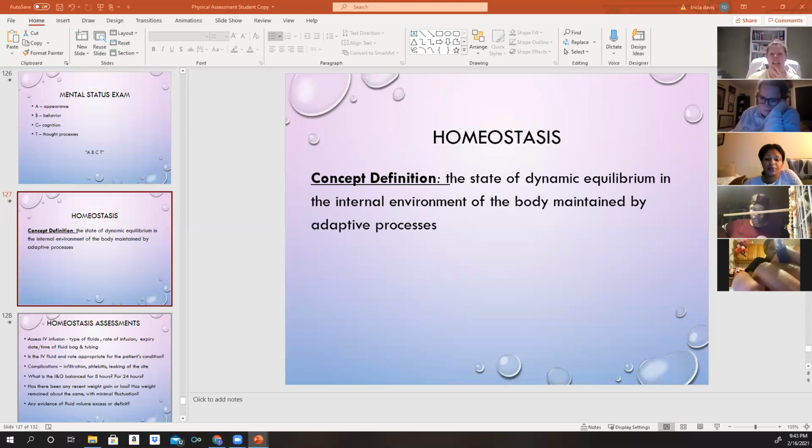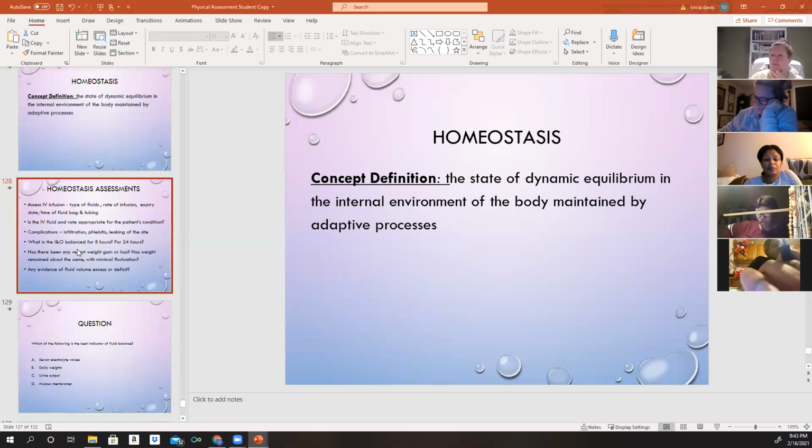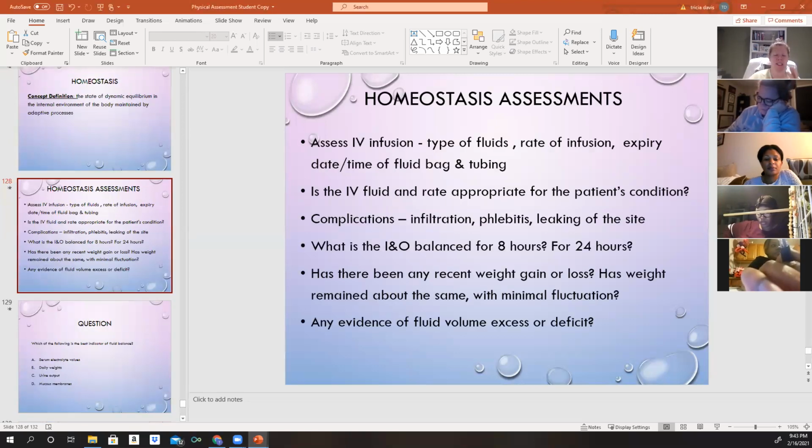And then is there any evidence of fluid volume excess? If your patient has fluid volume excess, they're going to have that swelling, that non-pitting or pitting edema. And if they have a deficit, they're going to be dehydrated. You're going to see that in their vital signs. They might be tachycardic. Their blood pressure is going to be low. So if they were dehydrated, why would their heart rate be tachycardic? Do you guys remember?